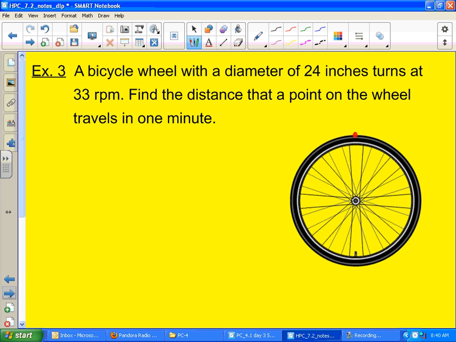Well, first thing we might want to do is figure out, with a diameter of 24 inches, we can find the circumference of the wheel: circumference equals pi times diameter, or pi times 24. So we have 24 pi inches, and that is equivalent to 1 rotation. If we're traveling at 33 rotations per minute, find the distance this point is going to travel in that 1 minute time.